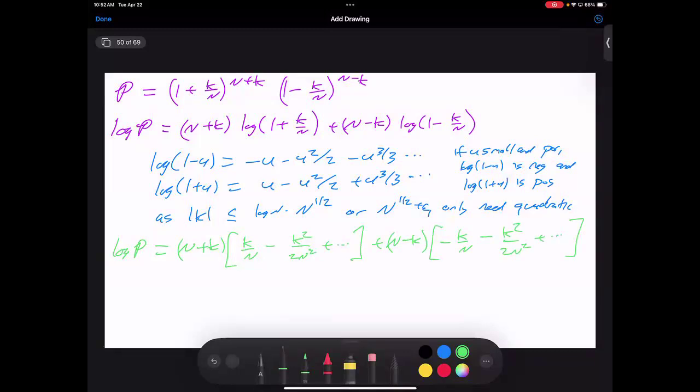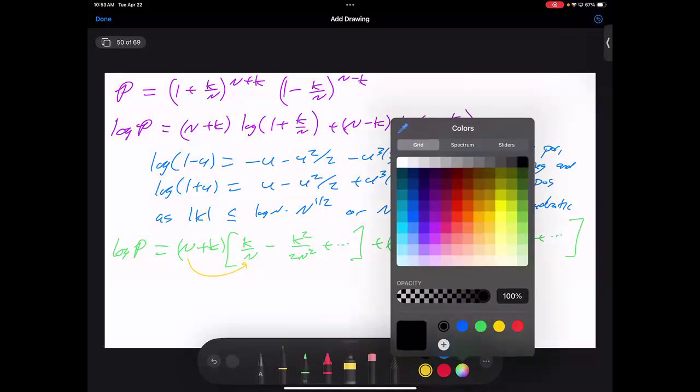Okay. So now let's start looking at things. So the first is I have the n times k over n and the n times negative k over n. Do those contribute, or do they perfectly cancel? Those cancel, right? One has a plus sign, one has a minus sign. So we don't have to worry about those. Good. Let's look at the next one.